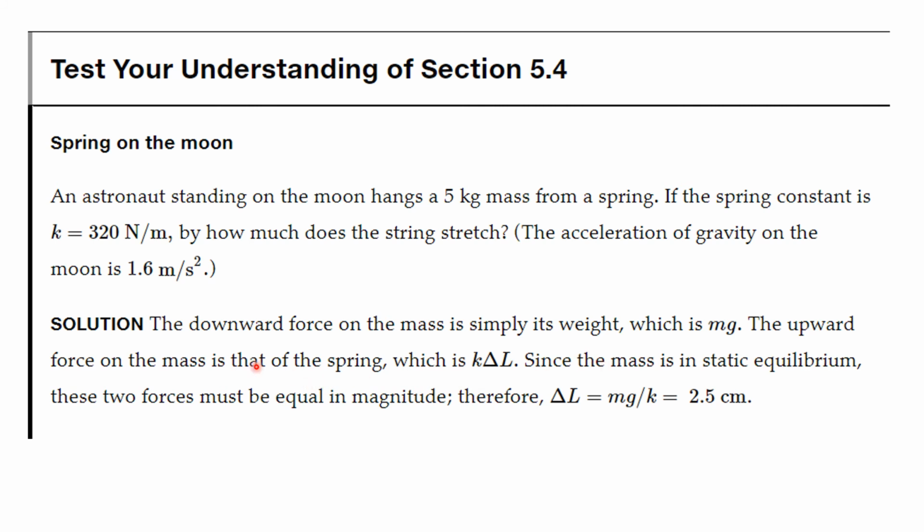So what you're going to be doing here is you're going to say the downward force is simply its weight, that is mg, but that's going to be this number. So you're going to say K delta L is equal to mg, so delta L, how much the spring stretches, is mg over K, and you get 2.5 centimeters.